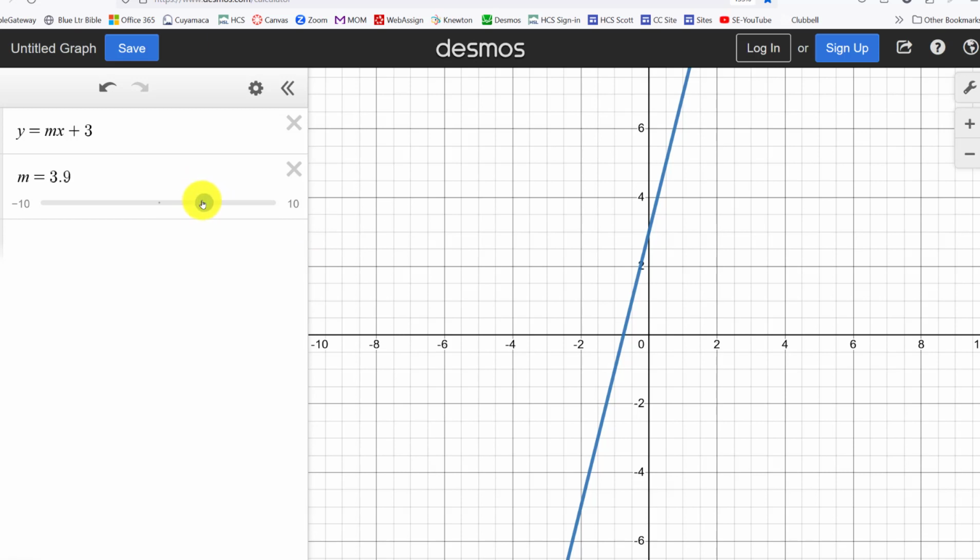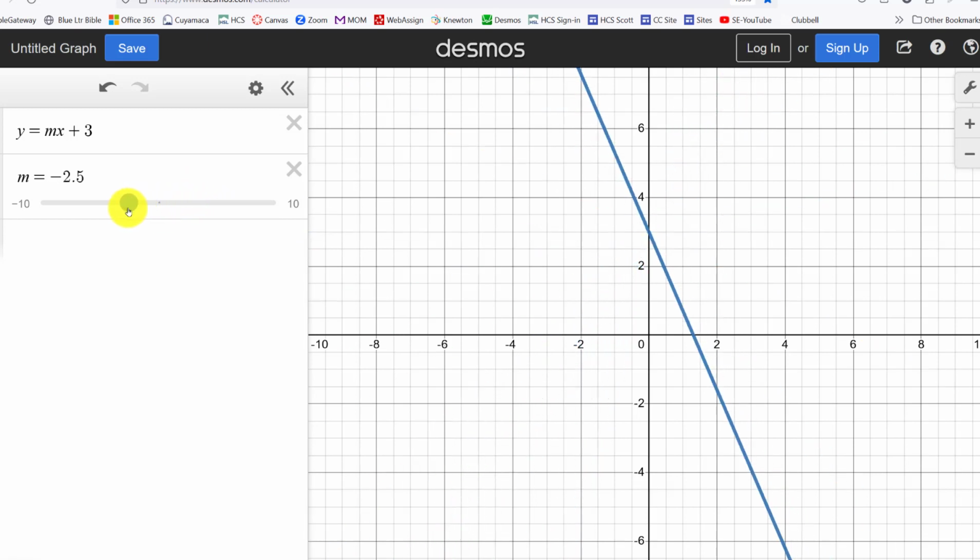Okay, so let's say we make m -2. There it is. So that's what the line would look like. If we took the equation and graphed it, it would look like this line. Now I want to look at the patterns of what's happening with the m.